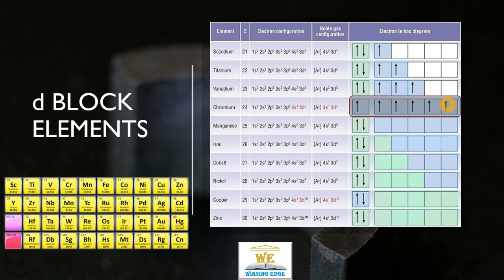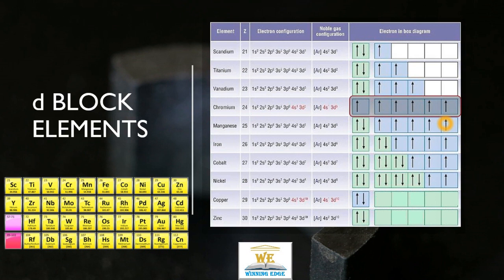Next element is again manganese. Here one electron will pair up, so we have a 3d5 half-filled electron configuration. In iron, pairing starts up. In cobalt, 2 electrons pair up. In nickel, 3 orbitals will have a completely filled, with 2 electrons.